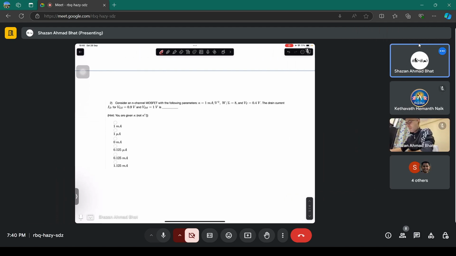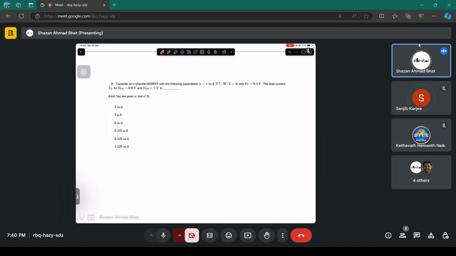Let me remove this. Now consider an N-channel MOSFET. N-channel means NMOS, that means P substrate. That means electrons are in the channel. First thing.